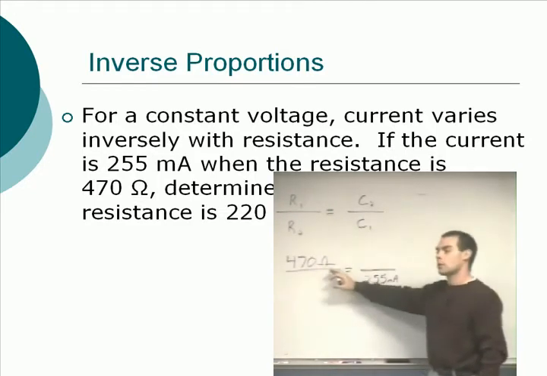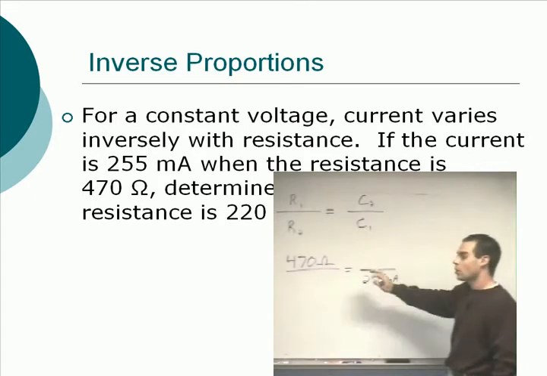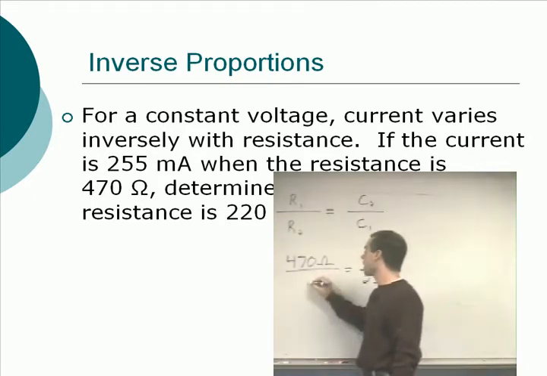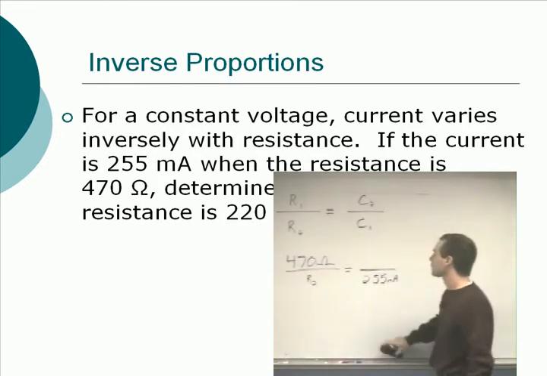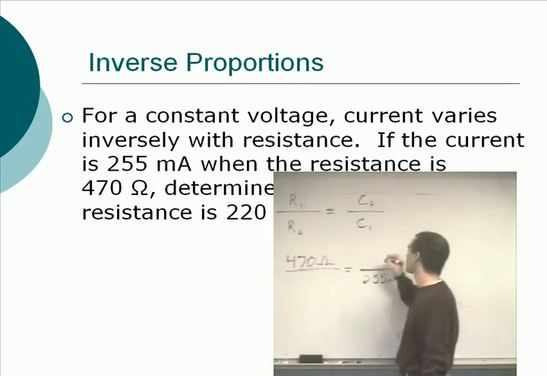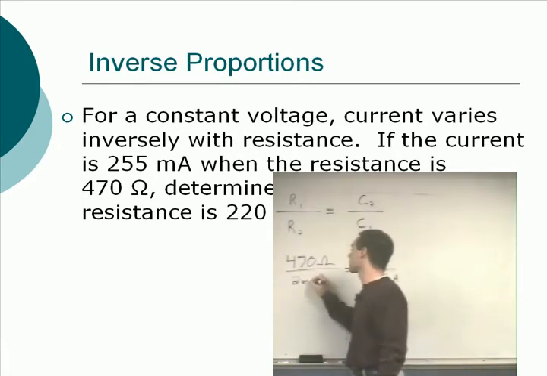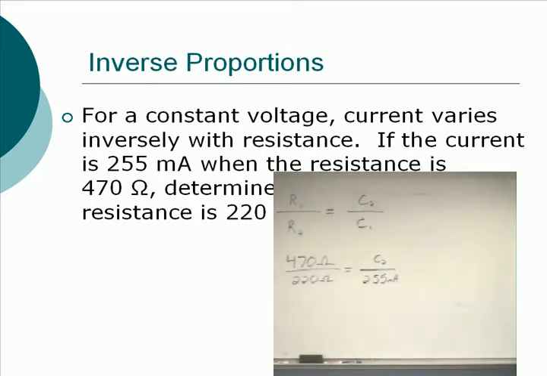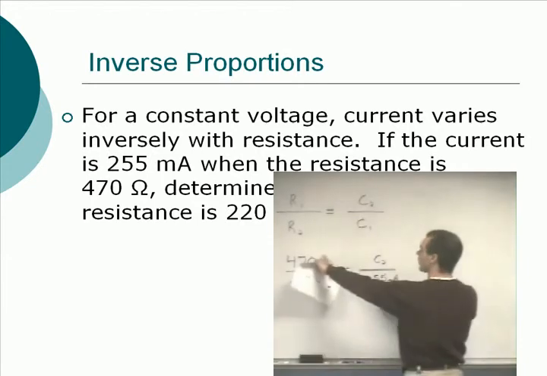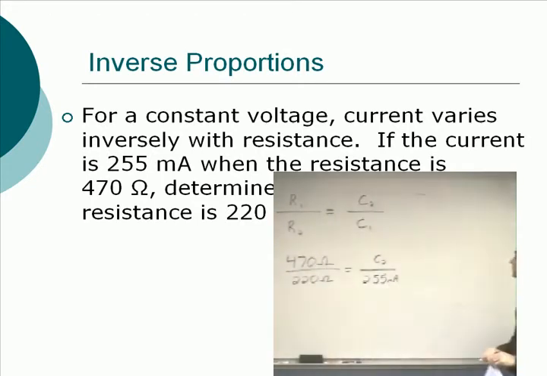470 ohms corresponds with a current of 255 milliamps, so we want to know what the second current is when our resistance is 220 ohms. The key is that it's inversely proportional, so these two are related together and these two are related diagonally. Then you would solve it just as you did before.